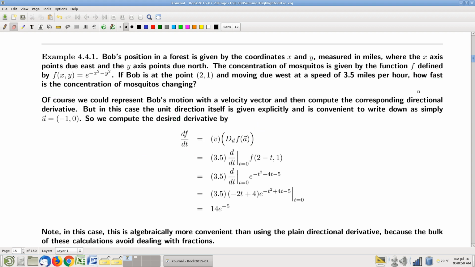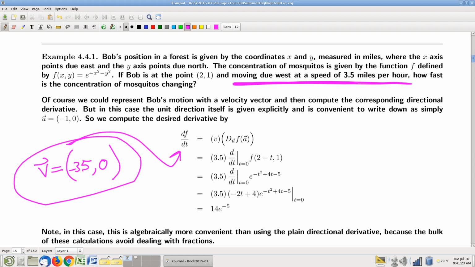The reason I would do such a thing is because if you look at our velocity vector, let me write it down here. What is the velocity vector? Well, he's moving due west at 3.5 miles per hour. Due west, let's see, that way. So he's moving in the negative x direction, but with a magnitude of 3.5. So his velocity is (-3.5, 0). Now, I could take that and plug that velocity right into the directional derivative formula, and then carrying through that entire calculation, I would have a fraction inside of my a plus tv, and then I'd be plugging that fraction into f, and it'd just be fractions all over the place.